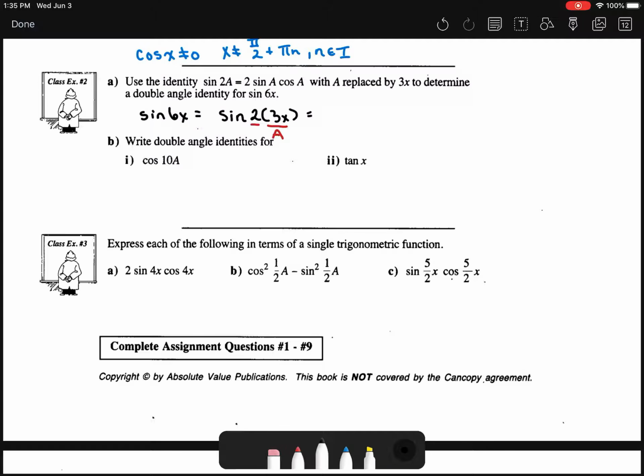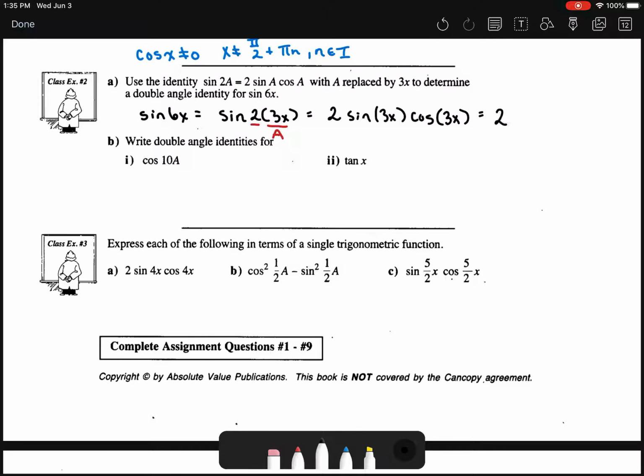So when I take sine of 2a, you take a look at the double angle identity for sine, that would be 2 sine of a cos of a, and in this case my a is 3x, so 2 sine of 3x cos of 3x, and there you go.